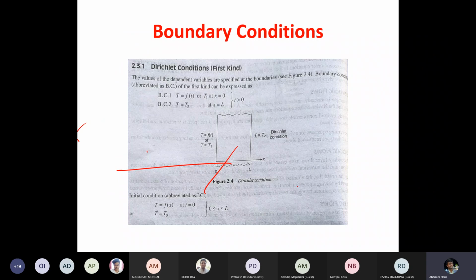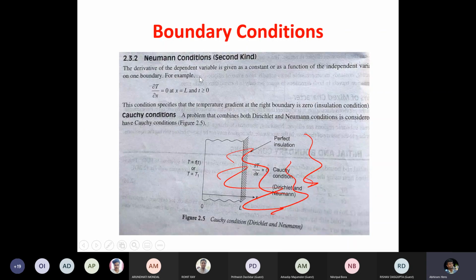Here we will discuss a little bit about the boundary conditions. Boundary conditions can be defined in 2 ways, mainly. One is called the Dirichlet boundary condition. The Dirichlet boundary condition is given by this type of equation.